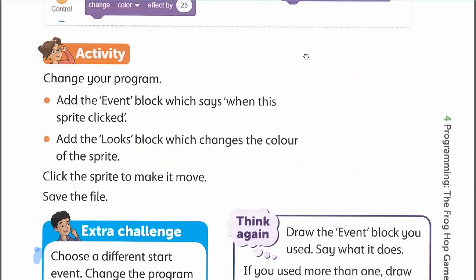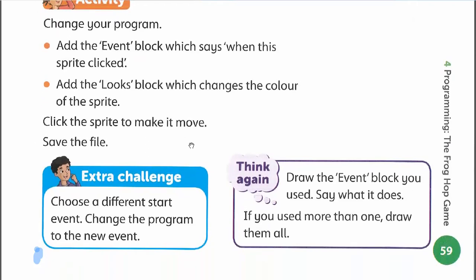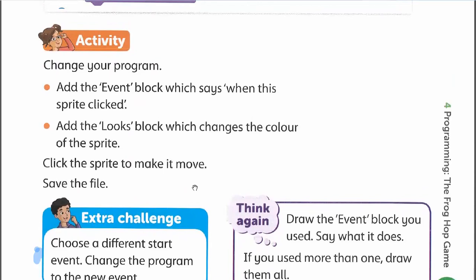Okay, let's see what is our activity. Change your program: add the event block which says when this sprite clicked, add the looks block which changes the color of the sprite. Click the sprite to make it move, and save the file. In the previous lesson we used two blocks, so now we are going to add two more blocks to our program.